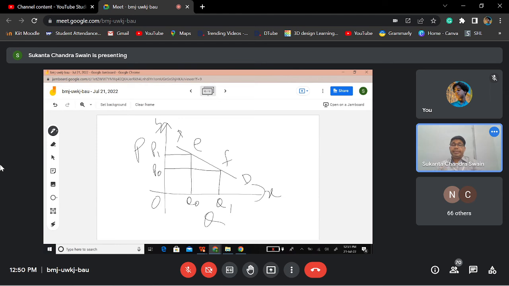At point E, the combination of price and demand is P1 and Q0. At point A, the combination is P0 and Q1. Means as price came down from P1 to P0, the demand increased from Q0 to Q1. So you can say that the demand curve slopes downward from left to right, indicating that there is an inverse relationship between price and quantity. Okay, is it okay?